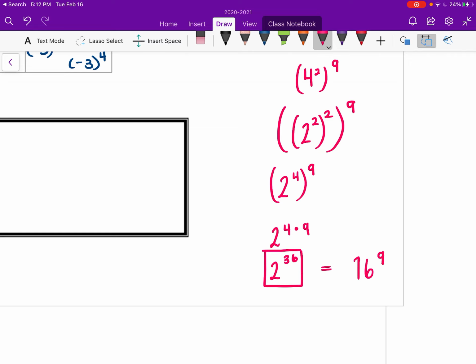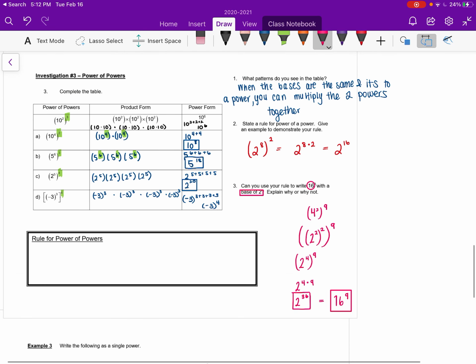And if you go into your calculator and do 2 to the power of 36, you get 6.87 times 10 to the power of 10. And then let's do 16 to the power of 9. You get the exact same number. So you know that these two are equal to each other. So that's how you can use this rule. And this will become increasingly important in grade 11 when you take exponential functions. It's really important for that class especially. Okay?